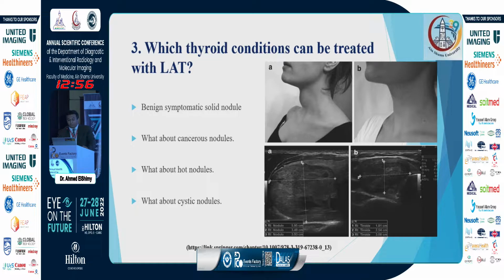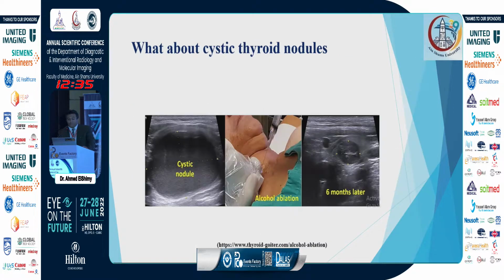What about hot nodules? Some thyroid nodules produce too much hormone, called autonomous thyroid nodules. These nodules can be treated with laser ablation and the patient will achieve euthyroid state in 50 to 80% of the cases after ablation. What about the cystic nodules? Cystic nodules can be treated with alcohol ablation, and it is effective in treating them, better than laser ablation.